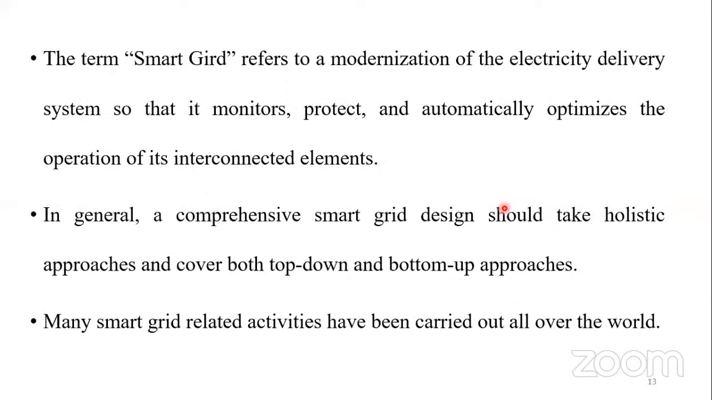So, as we have just talked about, the term smart grid means a grid which works smartly. It means we are improving the conventional infrastructure of our electricity network. In the case of a smart grid, we can also monitor, protect, and optimize the operations by using stochastic and deterministic methods.